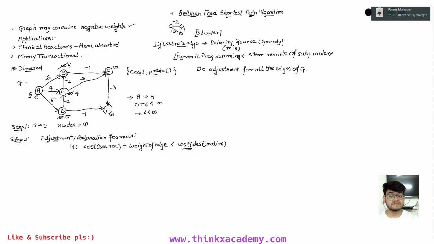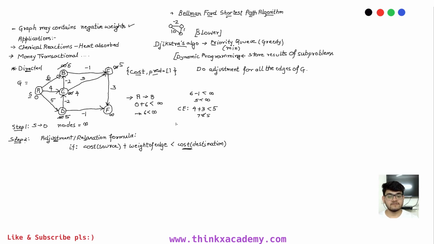Now we are going to follow the same thing with BE also. So from B to E the distance is -1, the cost of reaching B is 6, and is 5 less than infinity? Yes, 5 is less than infinity, so I'm going to reassign it to 5. Okay, so now let's take a look at CE, right? In case of CE, the source is C. What is the cost of reaching the source? 4. What is the edge? Edge is 3. So is 7 less than 5? Is it true? No, it is not true. So we are not going to reassign the value of 5, right?